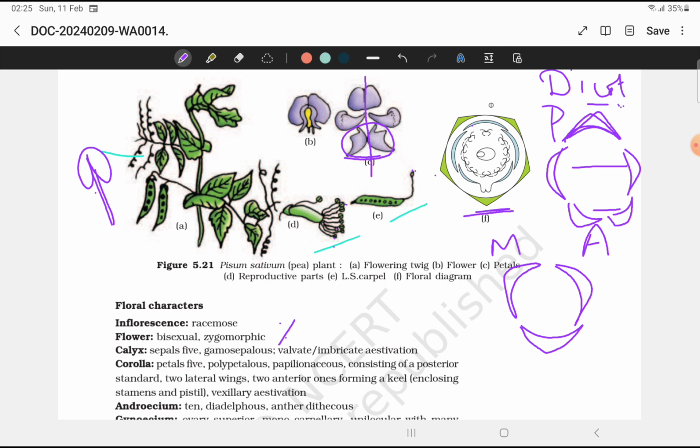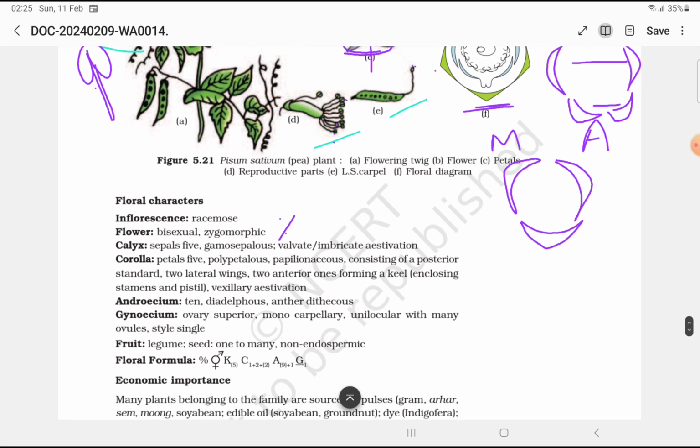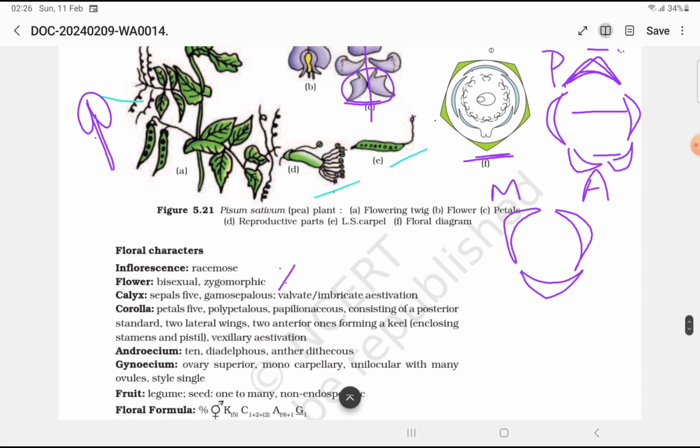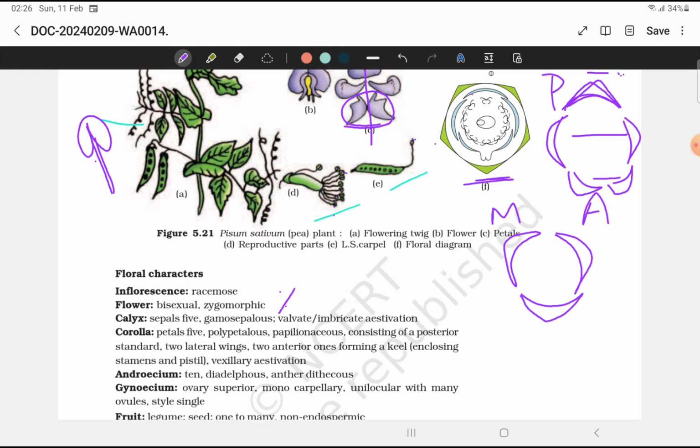And when you talk about the gynoecium, ovary superior. Ovary superior in the sense that at the base of the ovary, from there all the other floral parts start, like calyx, corolla, androecium, everything starts from the base. So the ovary is always in superior position. Monocarpellary, only one carpel, unilocular, that is seen here in the floral diagram. See, monocarpellary, unilocular, just one, with many ovules, style single.